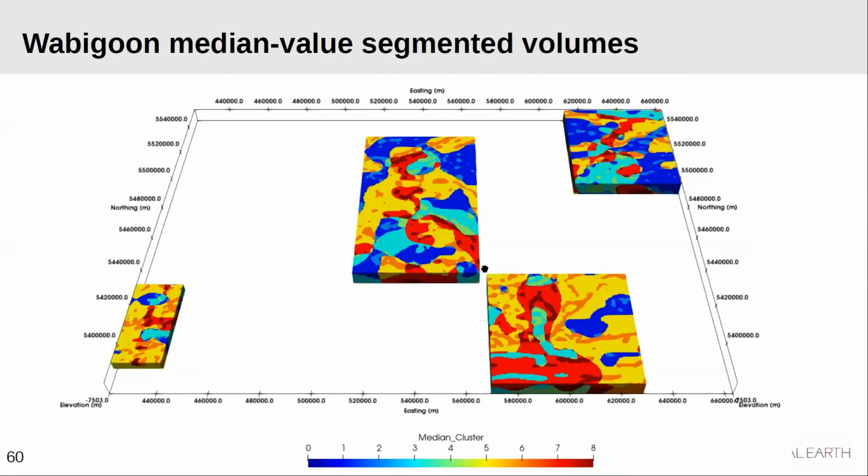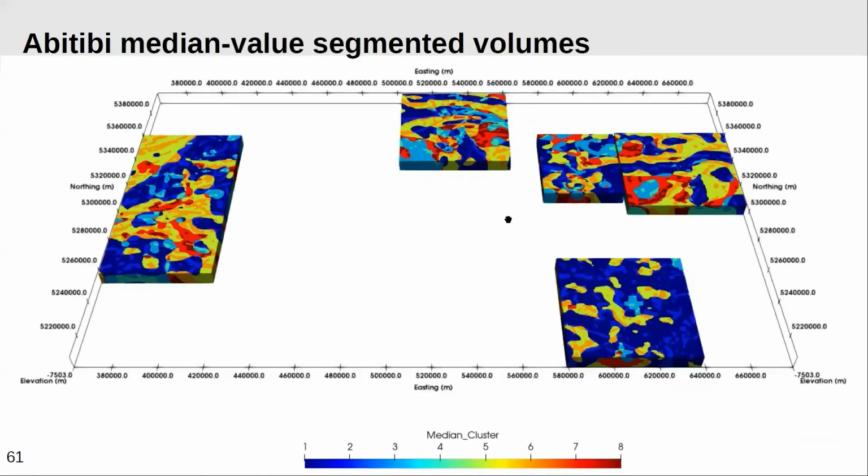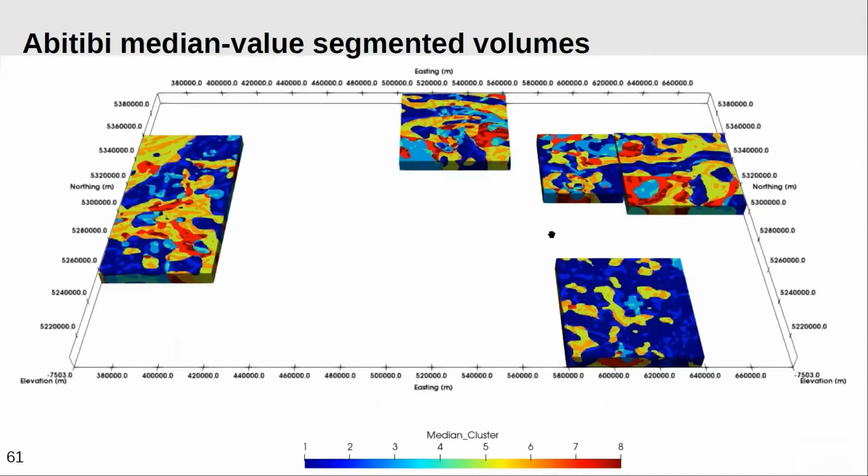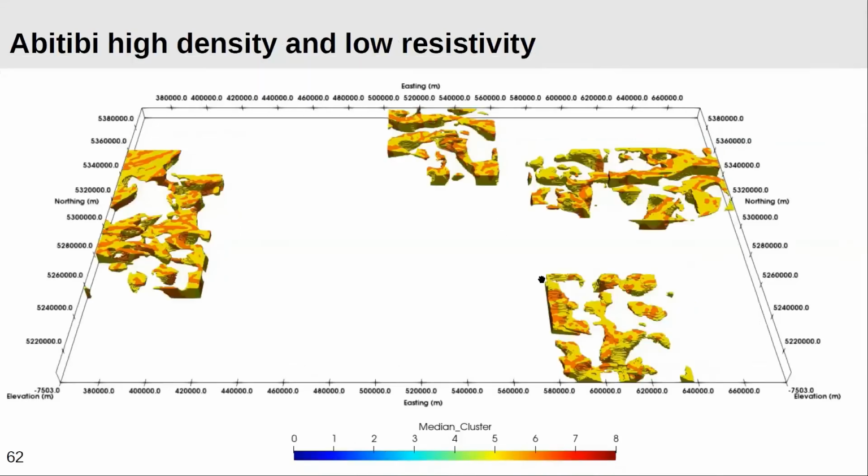So I feel like now that I have two areas, I have the Wabigoon and I have the Abitibi, by just looking at the texture and the number of colors I see and the extent of them, I see some kind of obvious difference with them. I haven't been able to pinpoint exactly what that could be, but it looks like there are some differences.